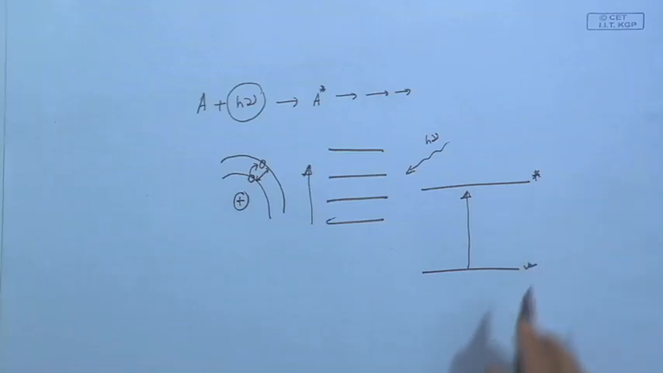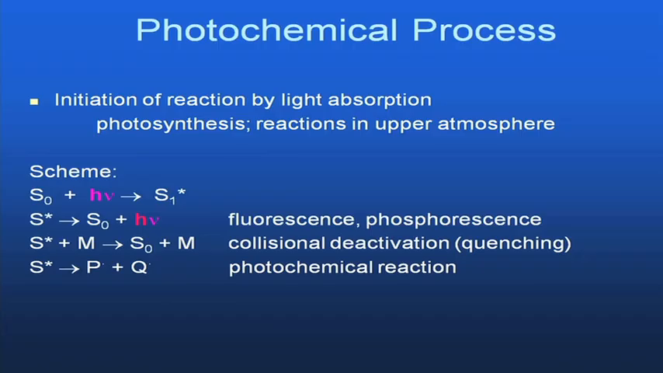So, this photochemical process is the initiation of a reaction by absorbed light, and typical examples are photosynthesis. It has a complicated kinetics. So, photosynthesis, and of course, reactions in the upper atmosphere, like I told you, ozone layer depletion, or absorption of ultraviolet light by ozone. That is typically a photochemical process.